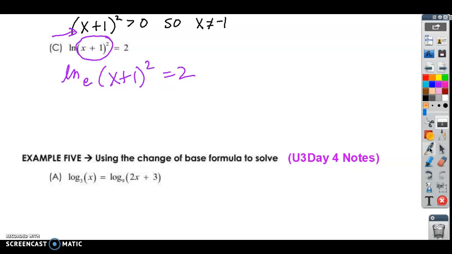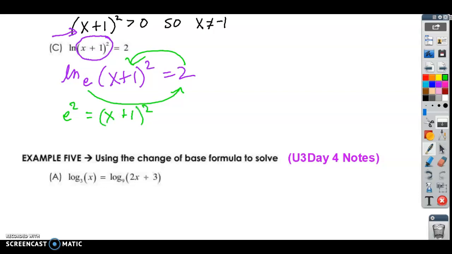Okay, so I'm just going to continue where I left off. If the base is e, they don't normally write the base e. Just like when I was telling you that if you write the log of something, they assume the base is 10, when you're writing the natural log, you're assuming the base is e. But I wrote it for you. And this shows you, when you rewrite it as an exponential, e squared should equal x plus 1 quantity squared.